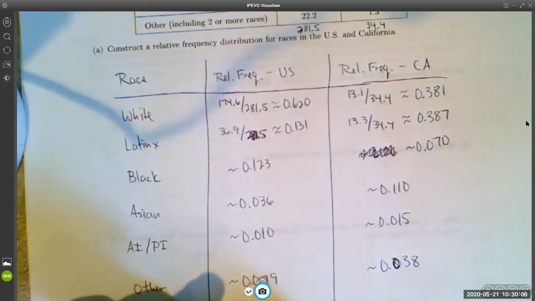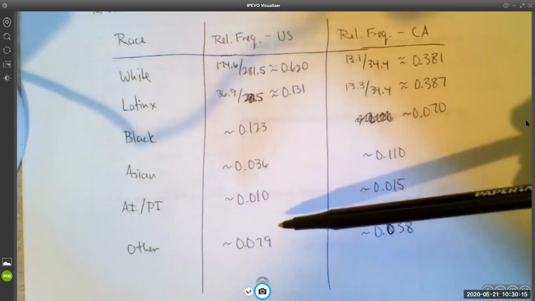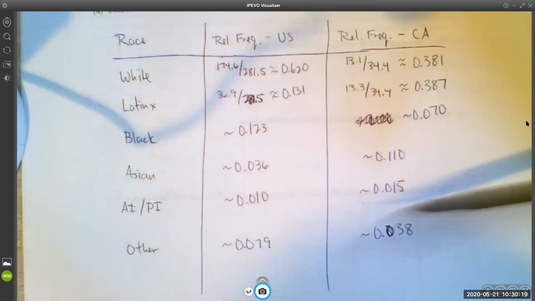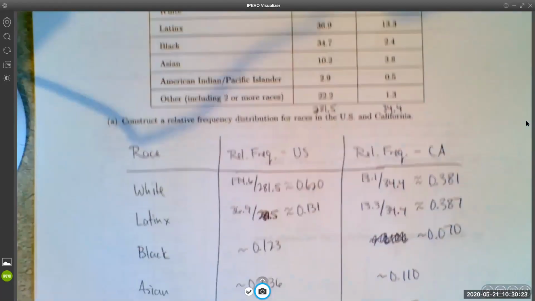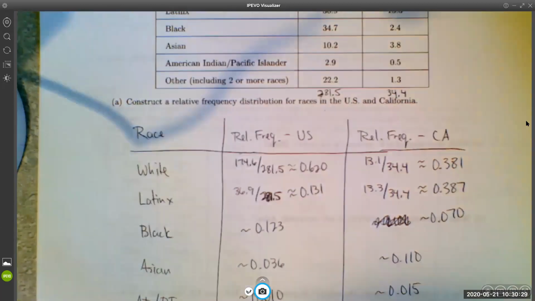Okay, so that's what I'm coming up with. I'm not going to check my work on these, but you could, right? In the same way that we checked our work before. If you add all of these up, you should get 1. Okay, there's our relative frequency distribution. We haven't made a bar chart yet, but I think that's probably part B. So part B is probably going to ask us to make a relative frequency bar graph or something like that.